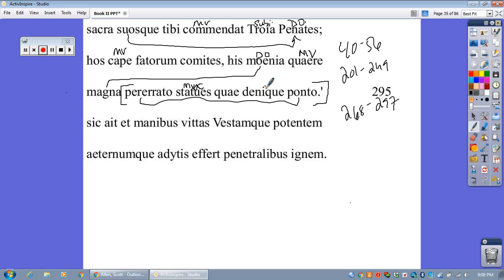Danique means finally. And then per erato ponto. Ponto looks ablative to me. Per erato does too. When you have an ablative noun and an ablative participle, you've got an ablative absolute. So with the sea having been wandered through or traversed. So seek for these great walls, walls which, with the sea having been wandered through, you will establish finally. And then that ends his speech.